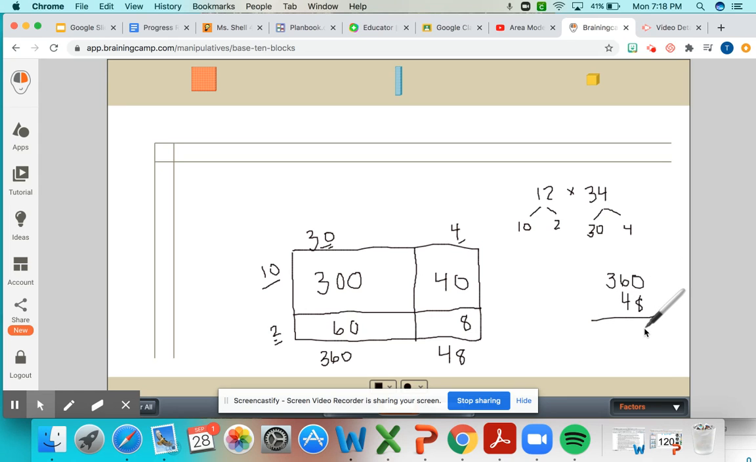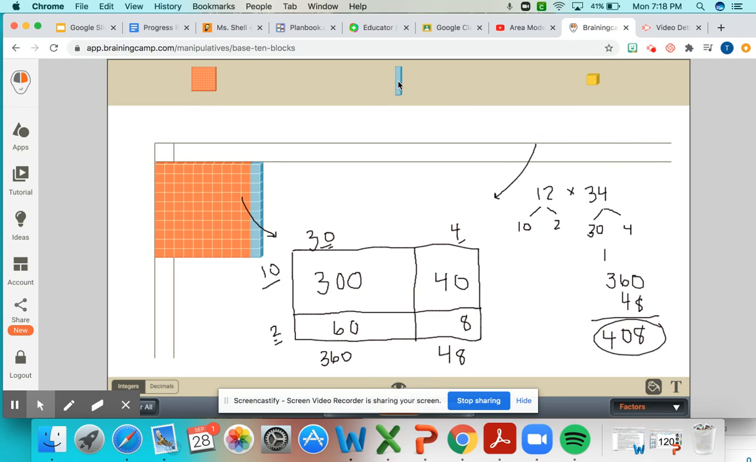I would get 8. 6 10s plus 4 10s is 100, so I don't have any 10s left. I have another group of 100, and I get 408. So when you sketch it on your paper, it should look like this instead of using and drawing out the individual blocks, because that would be a little difficult. So just sketch it like I did here.